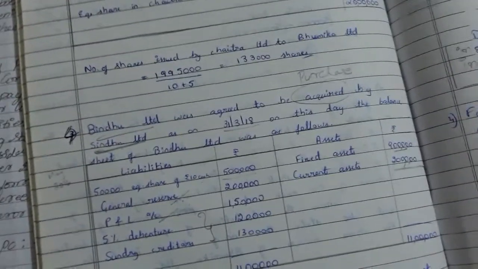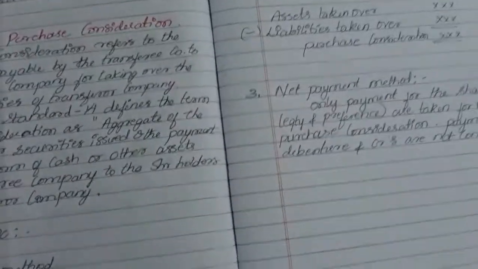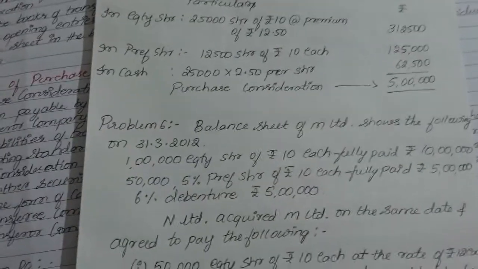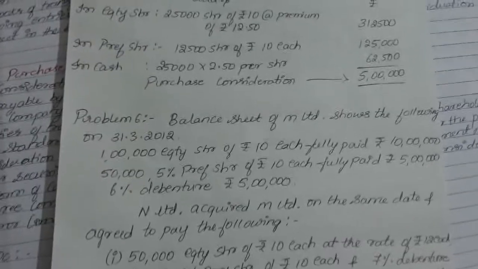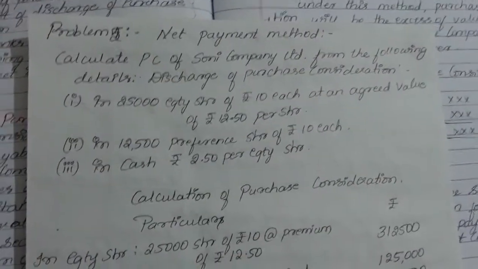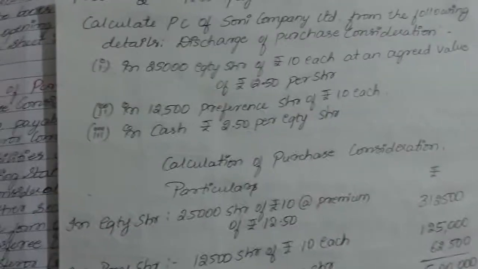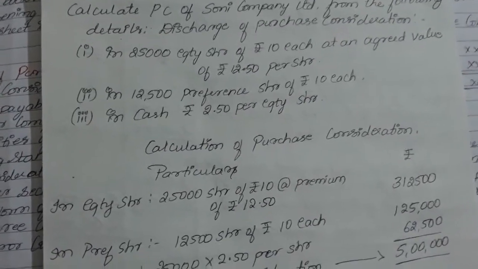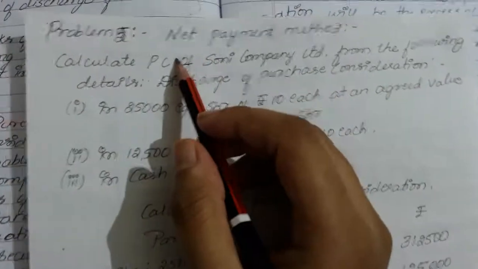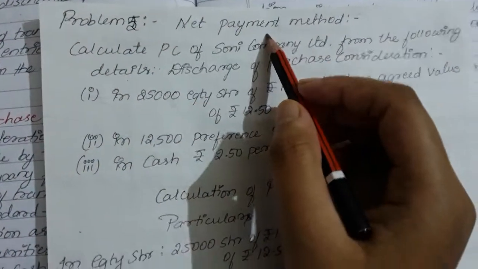So once again, here we completed our net lump sum method and net asset method. Let's go on with the next method, that is the net payment method. So how to calculate the purchase consideration in the net payment method? You can see the next problem, problem number 5 under the net payment method.